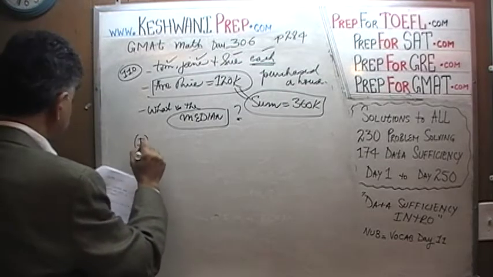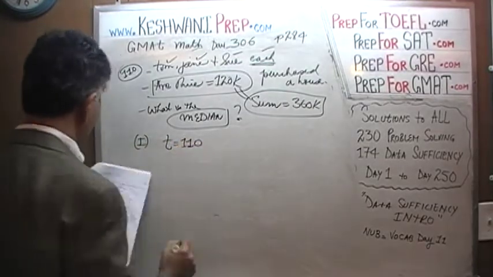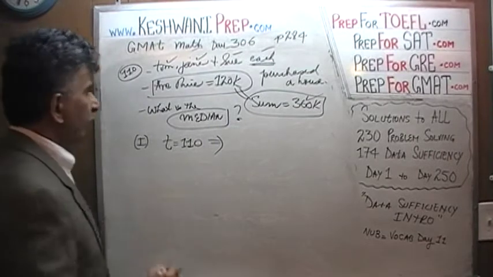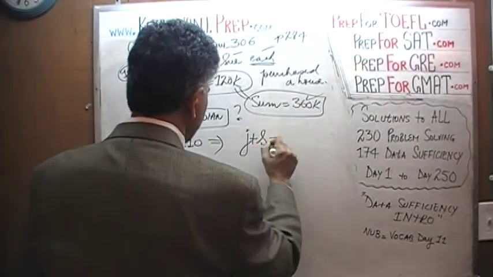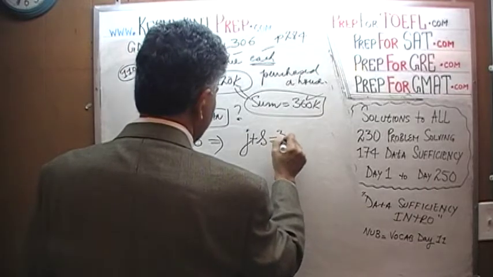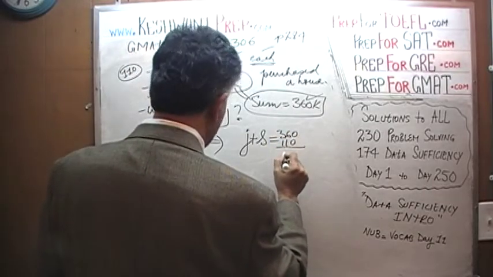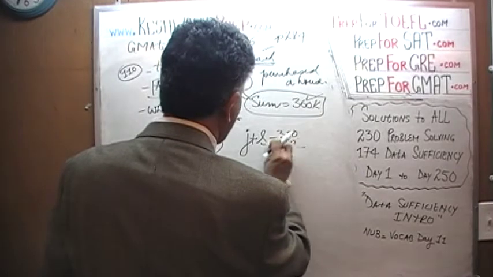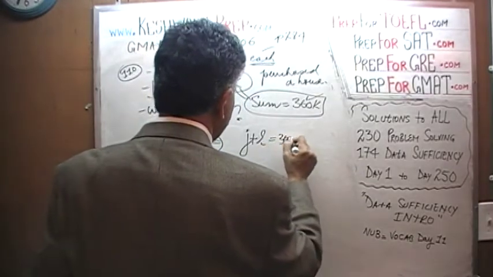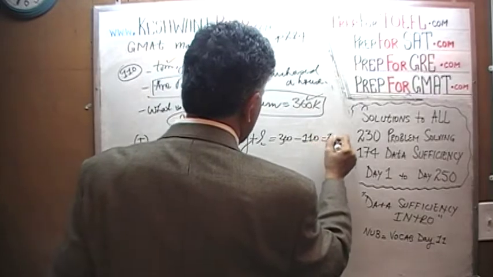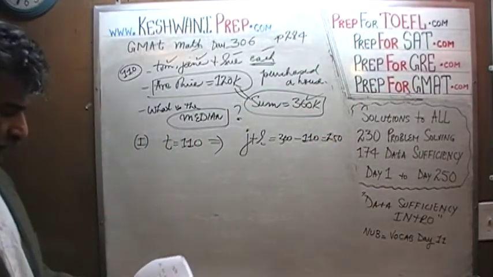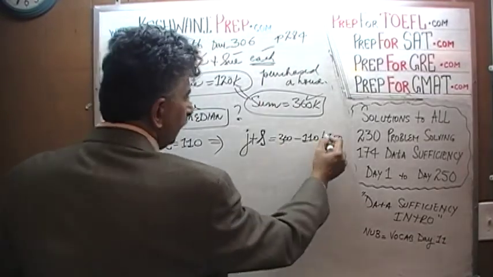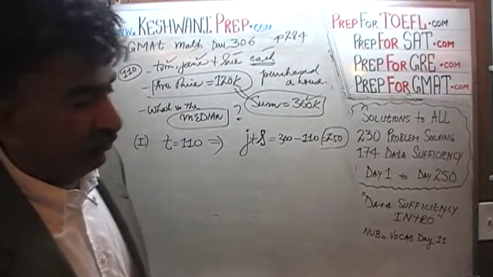The first statement tells us that Tom is 110. Well, if Tom is 110, and we just established that the total is 360, that implies that Jane plus Susan must equal 360 minus 110, which is 250K. So now we know that Jane plus Sue, the sum total of the value of the two houses, is 250K.